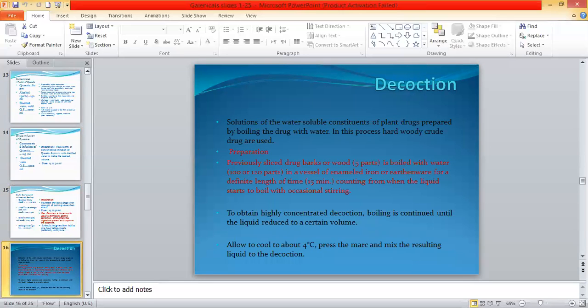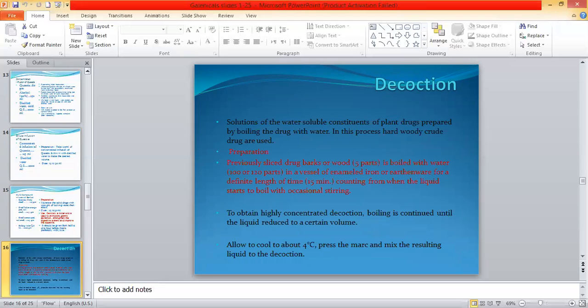Decoction. Solutions of water-soluble constituents of plant drugs are prepared with boiling water and the drug. What is the difference between decoction and infusion? In infusion, soft parts of the plants are used, but in decoction, hard woody parts are used. In infusion, cold water or warm water is used, but in decoction, only boiling water will be used.